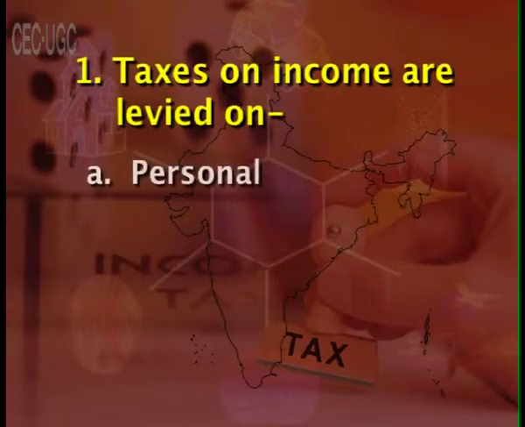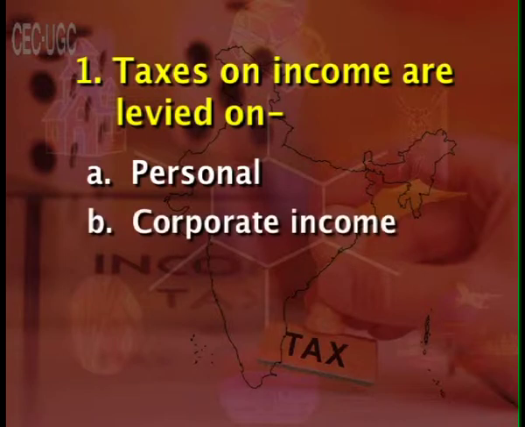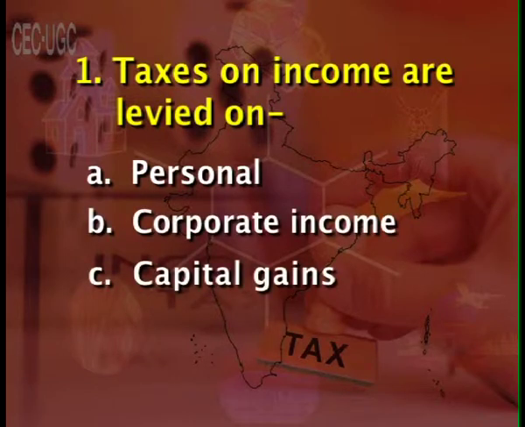Taxes on income are levied on personal income, corporate income and capital gains, basically 3 categories. Personal income tax is imposed on the net income of the individual, whatever earnings, Hindu undivided family and unregistered firms. Agricultural income is not taxable, there is an exemption. Corporate income tax is levied on profits of companies.